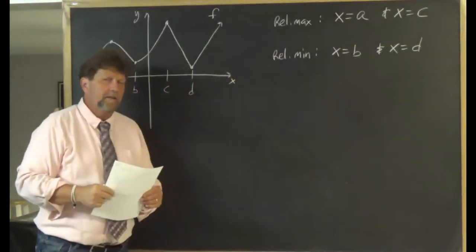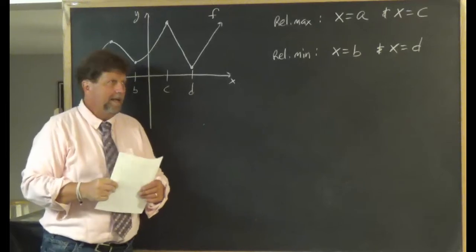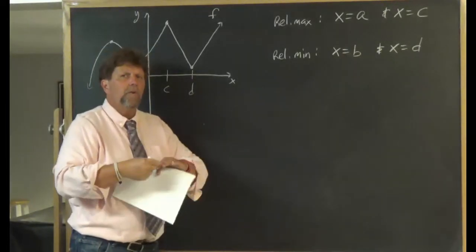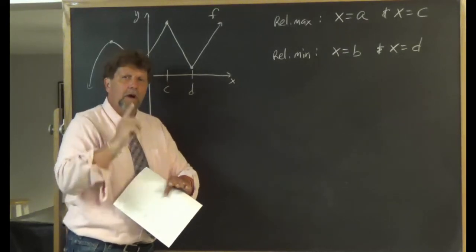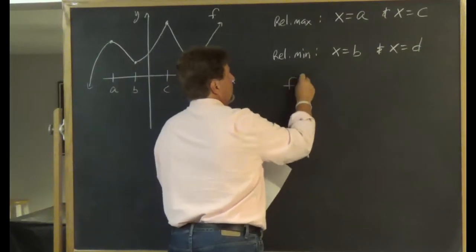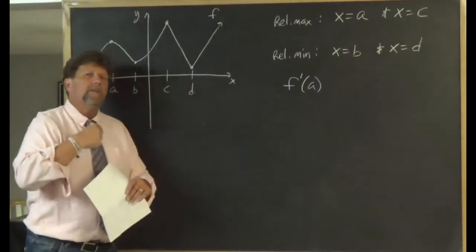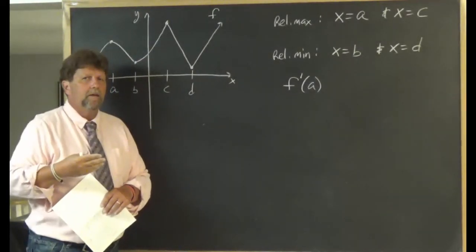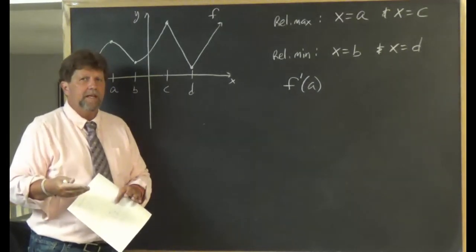All right, so now it's time to ask a calculus question. We don't know what the function is, so we can't get the derivative of the function, but we should be able to determine, if we could find the derivative and evaluate it at a, what number would come out? Would it be a positive number? Would it be a negative number? Or would it be 0?